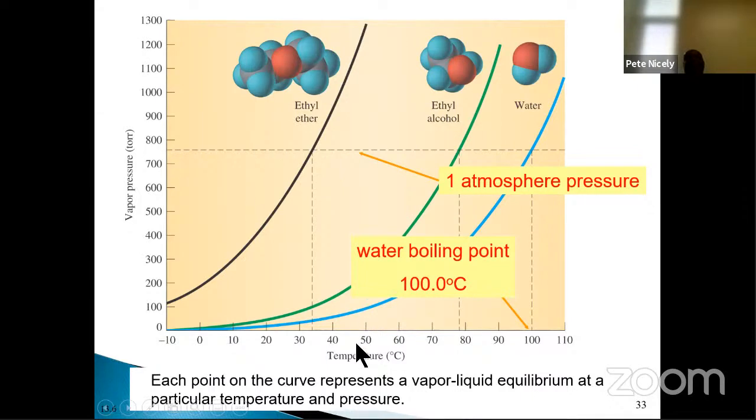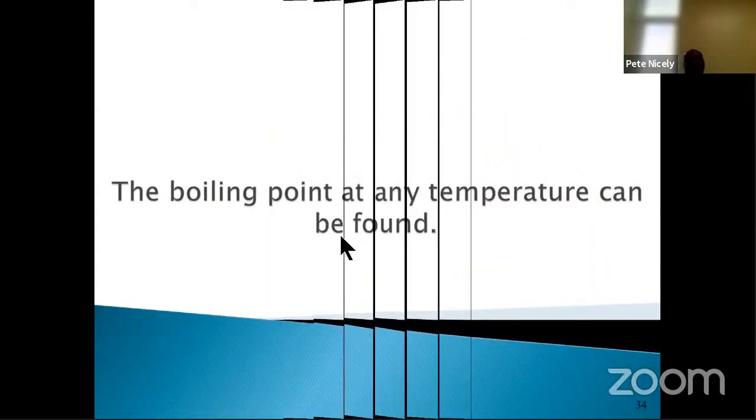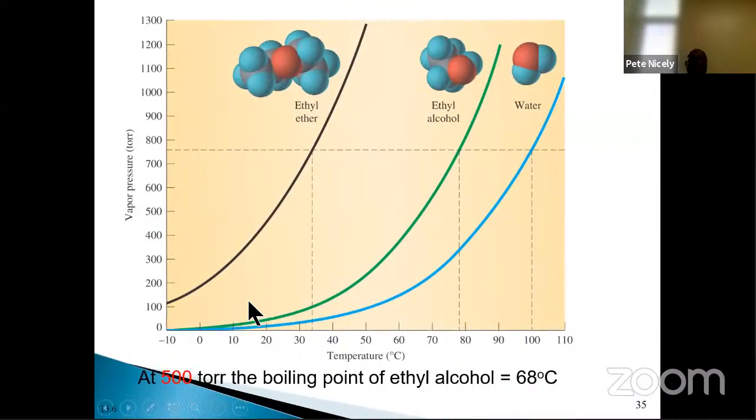760 torr. In fact, you can use these curves to determine the boiling point at pretty much any pressure. As stated here, the boiling point at any pressure can be found.